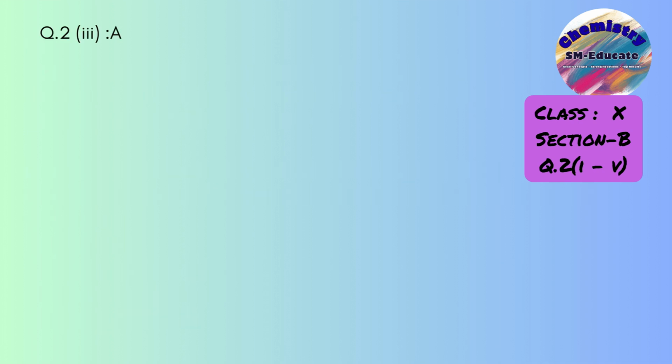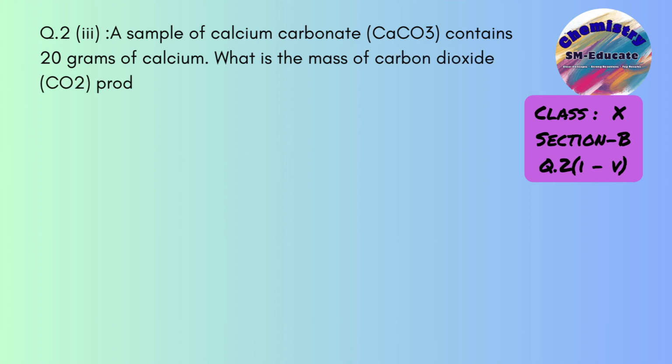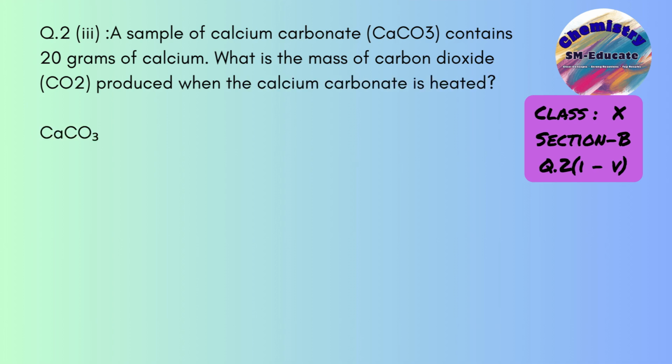Question 2. Part 3. A sample of calcium carbonate, CaCO3, contains 20 grams of calcium. What is the mass of carbon dioxide, CO2, produced when the calcium carbonate is heated? CaCO3 decomposition. Equation: CaCO3 decomposes and produces CaO plus CO2.